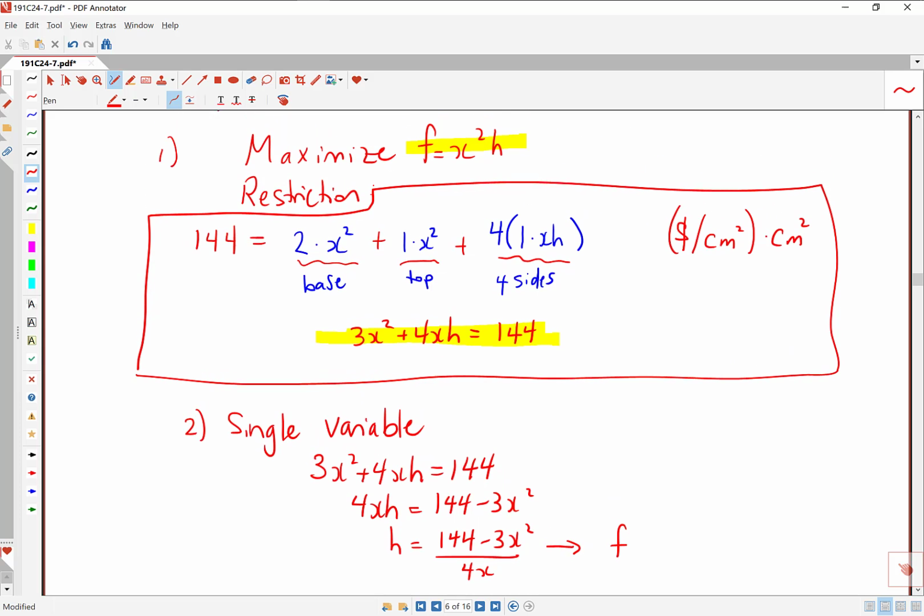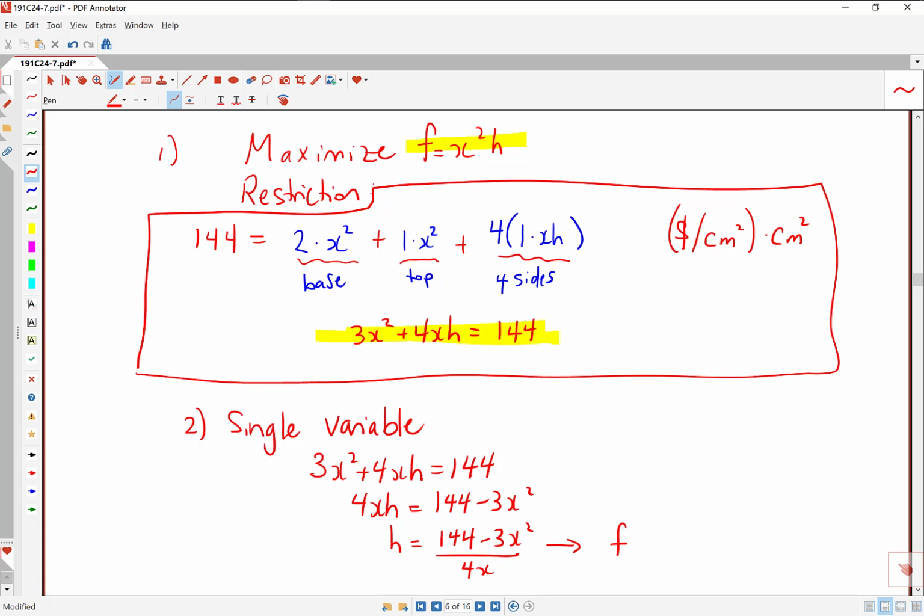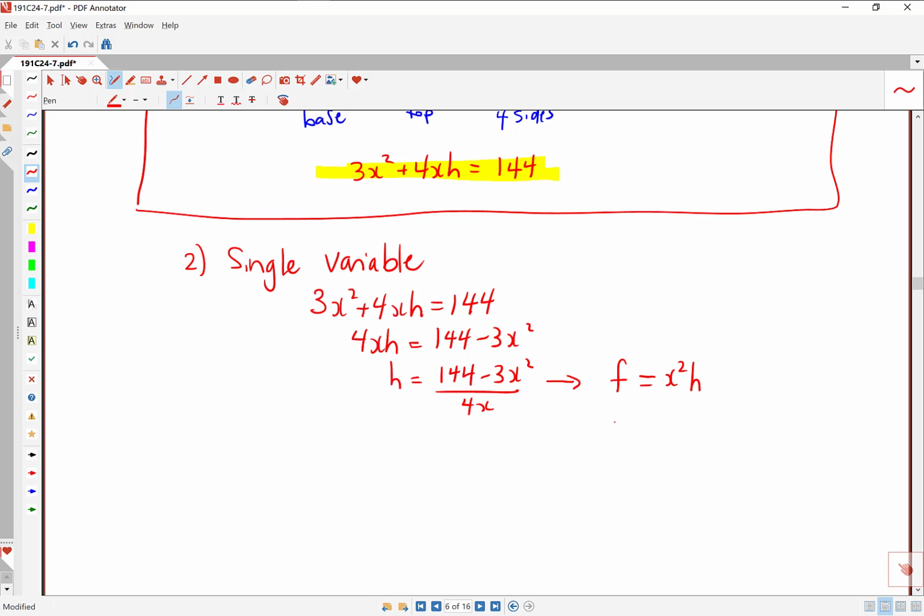So let's scroll back up. Our function was, we can see it at the top of the screen, it's x squared h. So that means our function can now be written as x squared times h, so (144 minus 3x squared) all over 4x. So we've basically just taken our h and multiplied it by x squared. When you multiply a fraction by something, it's equivalent to just multiplying the numerator of the fraction by that thing. So that's how we get f equals, basically this is our h times x squared.